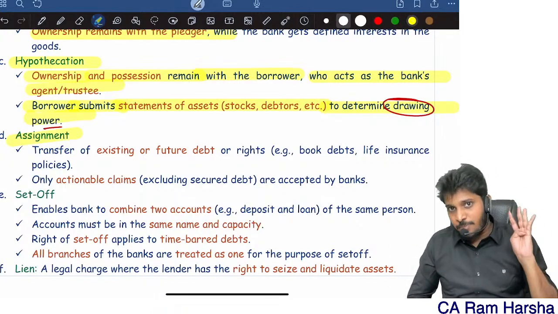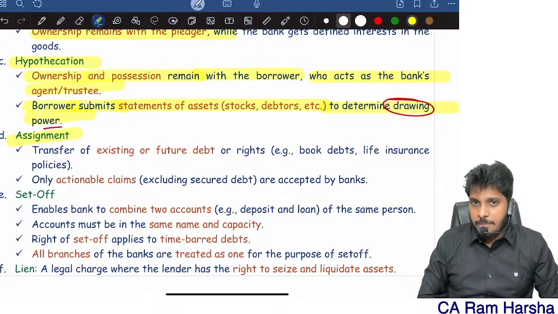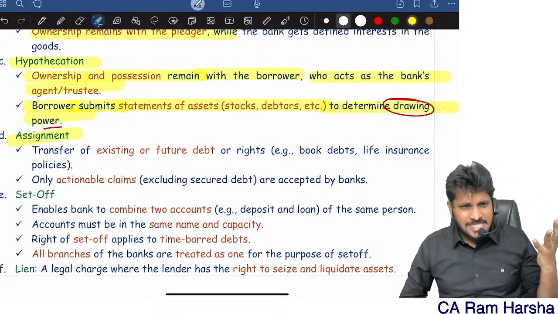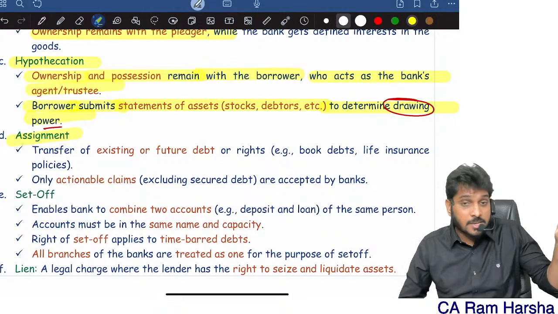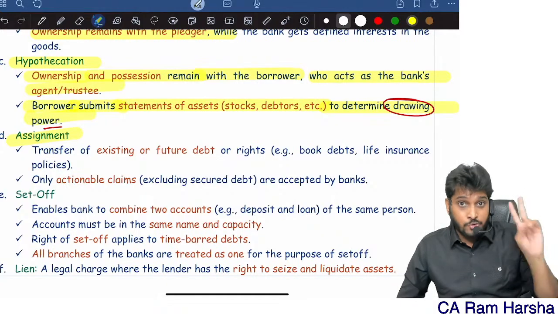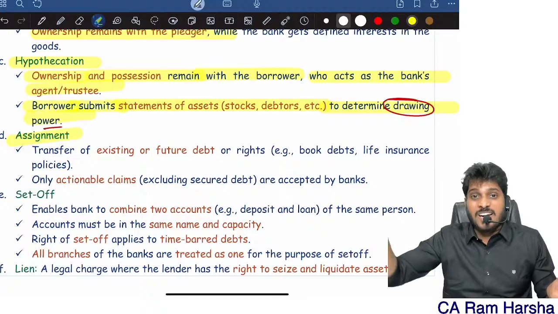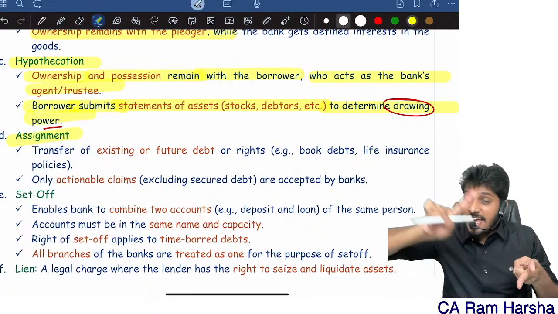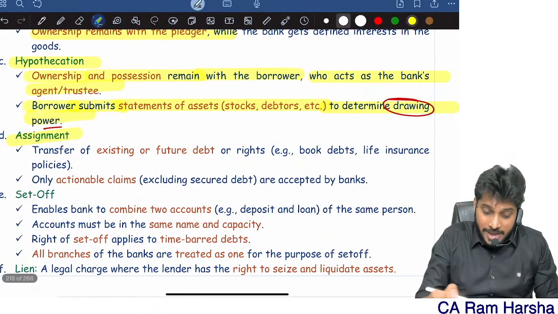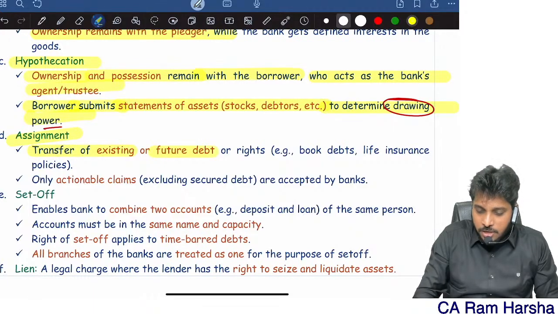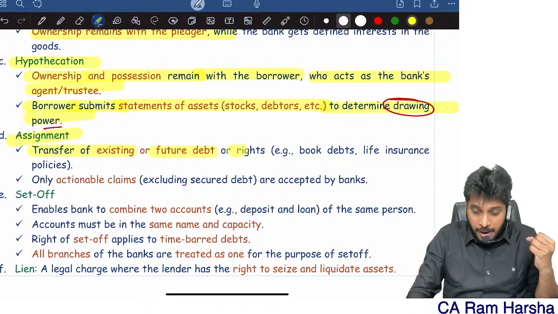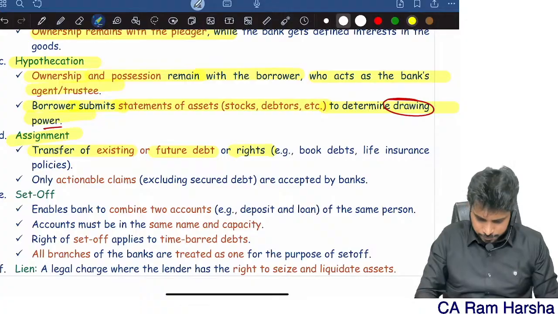Assignment, LIC policy. Suppose I want to get a loan from a bank. I have an insurance policy. It has a surrender value of 2 crores. If I surrender the policy right now, I'll get 2 crore money, which means I have 2 crore worth of asset right now. I gave this policy to a banker and I got 1.5 crore loan. The policy I will assign it to the banker. So that's called assignment. So I transfer existing or future debt, my receivable, my right, to the banker.